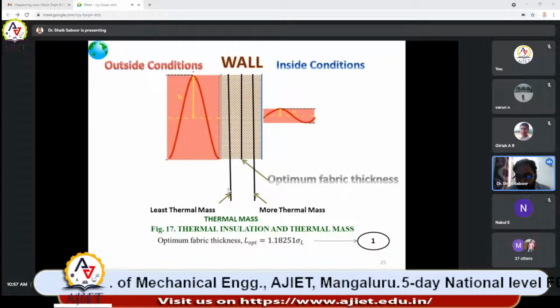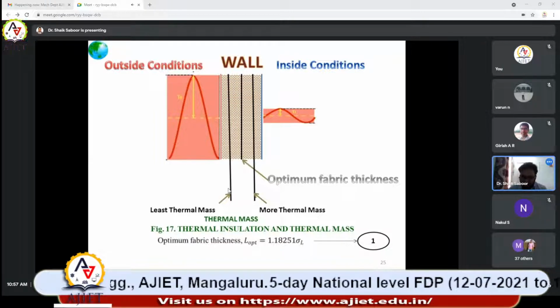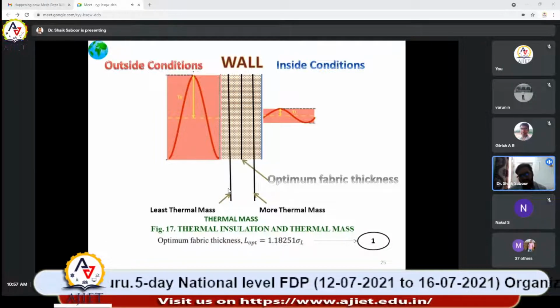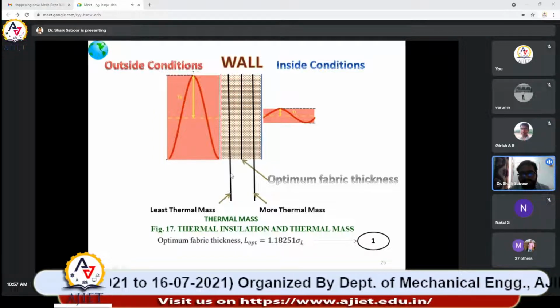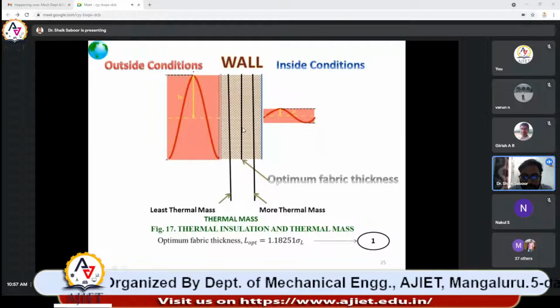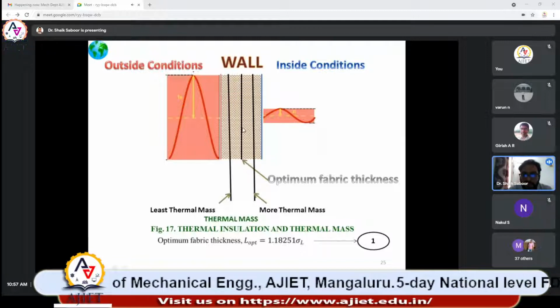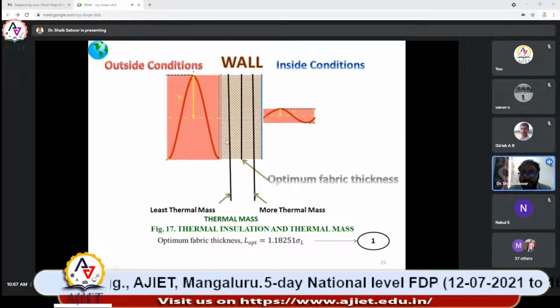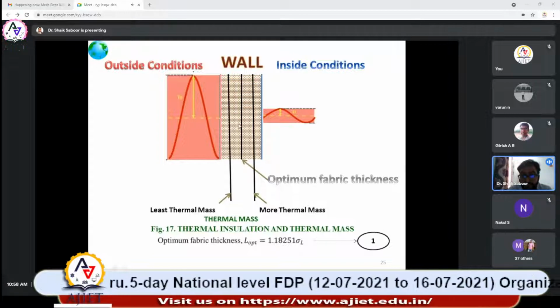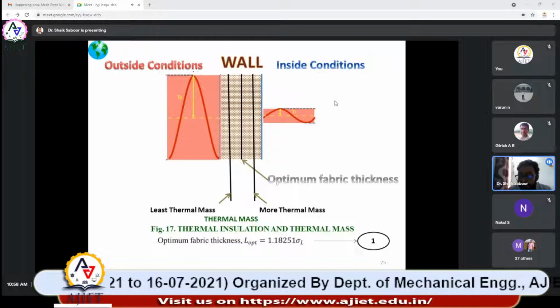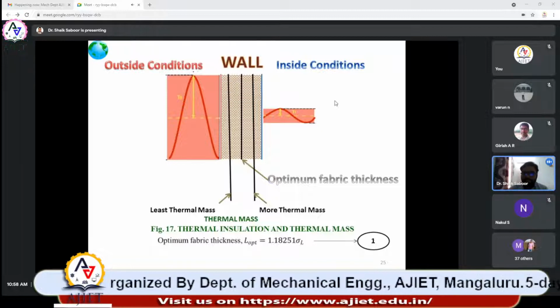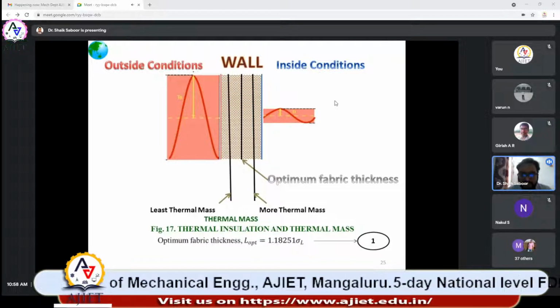What is that optimum? As I already told, the wall thickness should be in such a way that it should receive maximum amount of solar radiation during daytime. It should absorb, it should store, and it should release all the absorbed solar radiation during nighttime to the atmosphere. Okay, means the walls and roofs should be ready to receive heat during the next day.